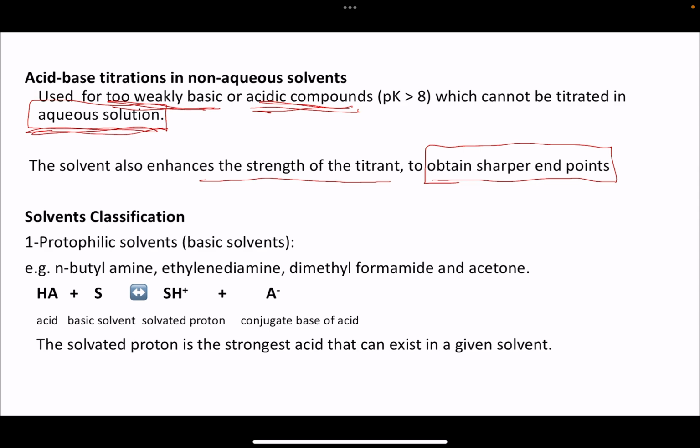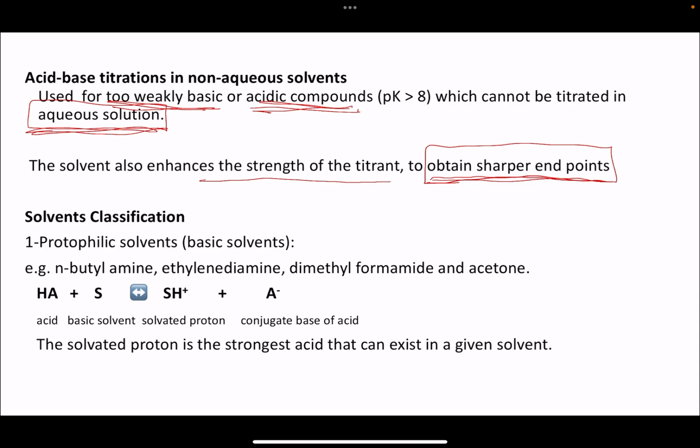It was found that when they are dissolved in non-aqueous solvents, this increases the strength of the titrant and the strength of the sample, and also helps to obtain a sharper endpoint. A sharper endpoint means an endpoint that changes rapidly and immediately. The color is not moving gradually, but there is a sudden change from one color to the other.